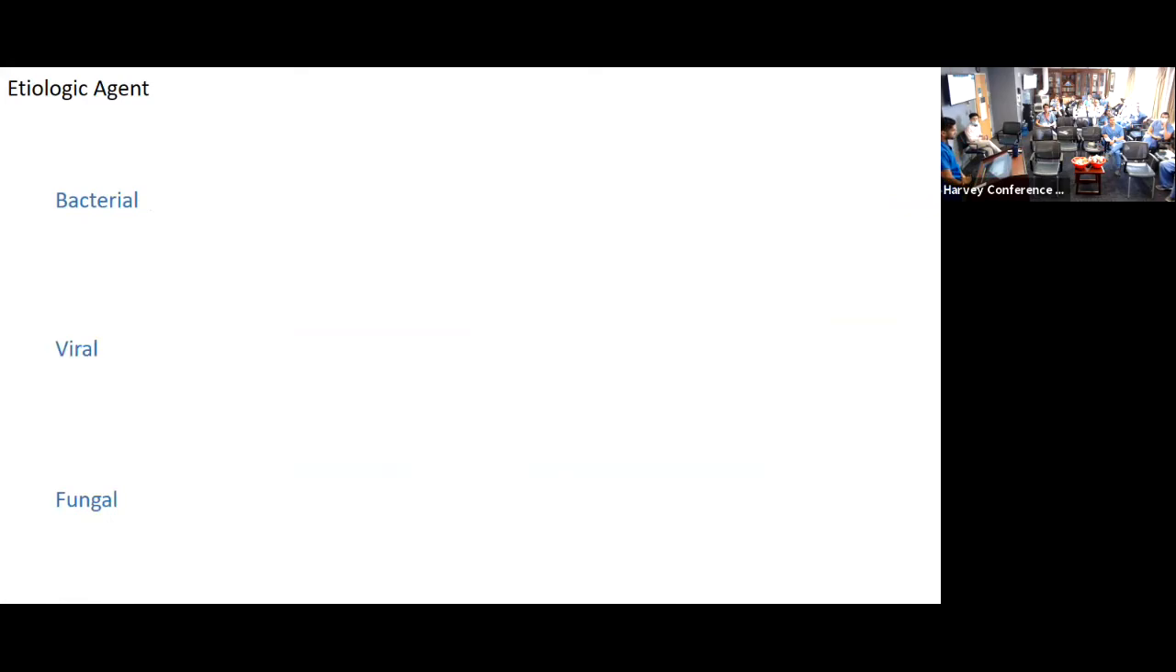All right. So these are the etiologic agents of pneumonia, right? Generally bacteria, viruses, and fungi. What is the dichotomy of bacteria that you like? What's a good branch point for bacteria when you're thinking about somebody with CAP?